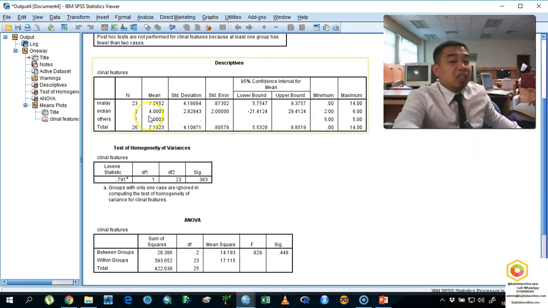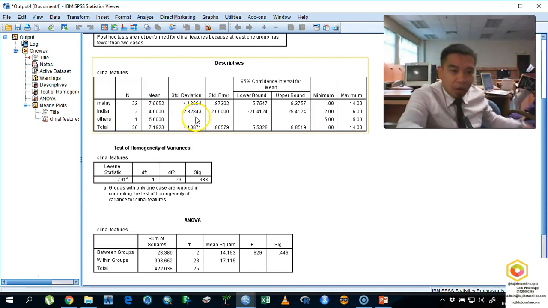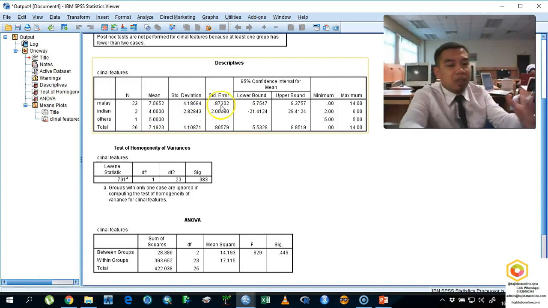Unfortunately, there are fewer cases in the others group. You see, we got Malay, we got Indian, we got others. We don't get Chinese in our samples. It's okay. Unfortunately, our others has only 1 case, and therefore the standard deviation cannot be calculated lah. However, let's say we got some value here, never mind.